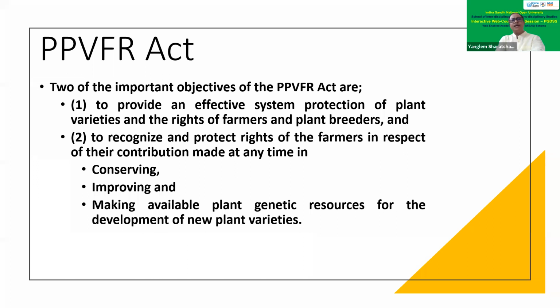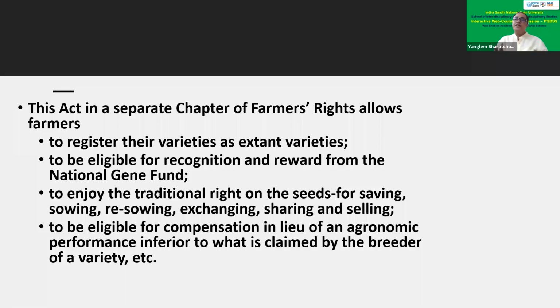The two important objectives of this Protection of Plant Varieties and Farmers' Rights Act are, one, to provide an effective system of protection of plant varieties and the rights of farmers and plant breeders. See, one is an effective system of protection of plant varieties, and the other is the rights of farmers and plant breeders. Two is to recognize and protect the rights of the farmers in respect of their contribution made at any time in conservation, improvement, and making available plant genetic resources for the development of new plant varieties. Right? In this way, we appreciate them.